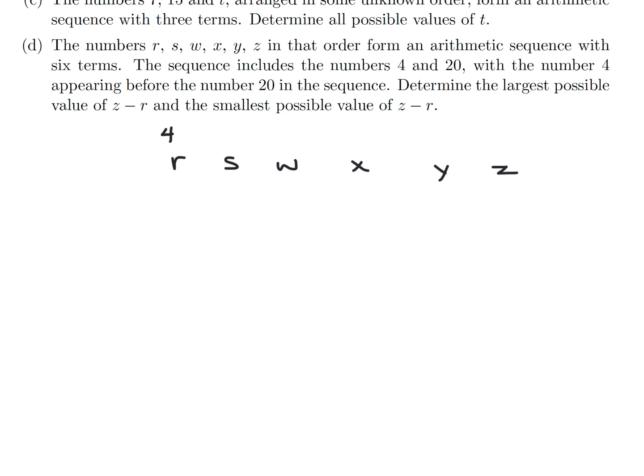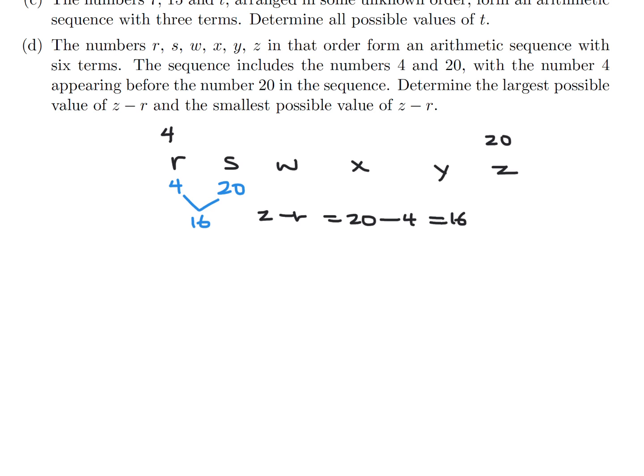Okay, so let's make 4 and 20 at opposite ends. If that's the case, then z minus r would be 20 minus 4, which is 16. And I believe that would be the smallest, right? Yeah. Okay, now let's put, well, r I'll keep here, and z I'll put here. I think that would be the other extreme if we put them closest together. Yeah.